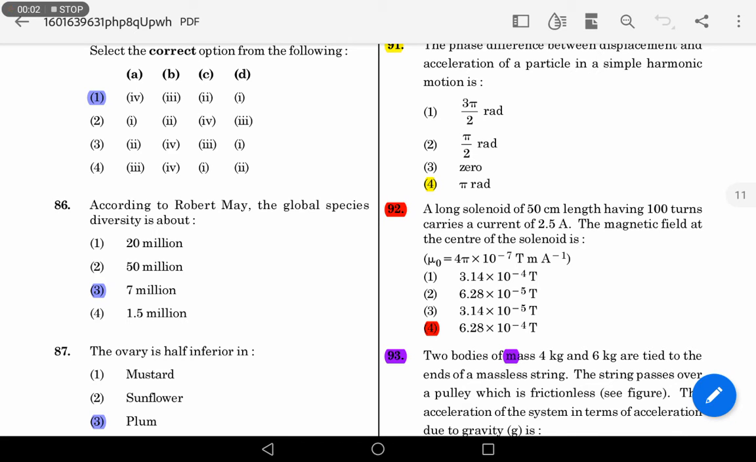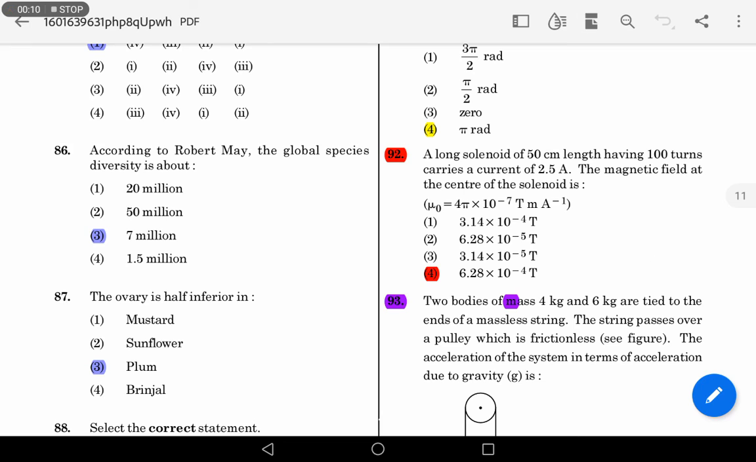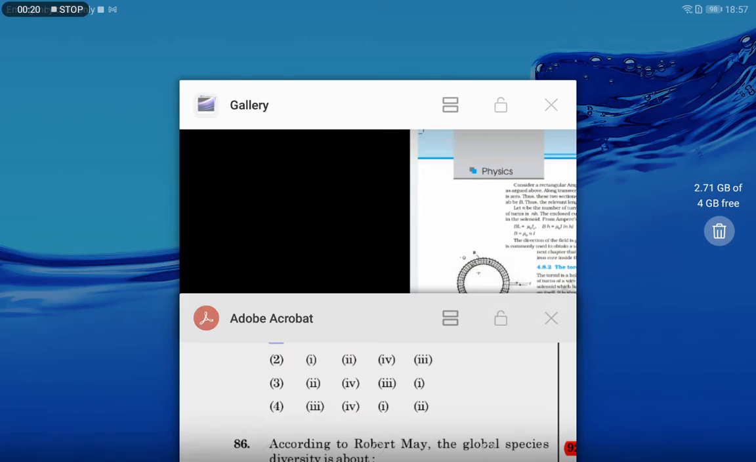Friends, in this video we are going to learn about the NEET questions that are asked from the Physics Class 12 textbook, Part 1. So first, a long solenoid of 50 centimeter length having 100 turns carries a current of 2.5 ampere. The magnetic field at the center of the solenoid.